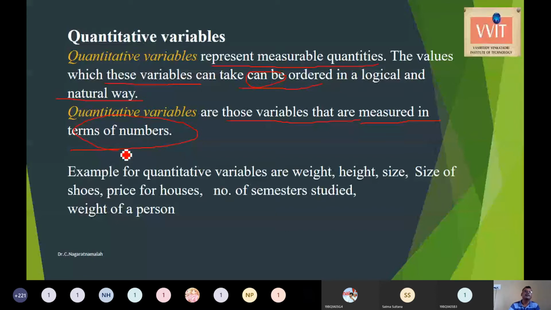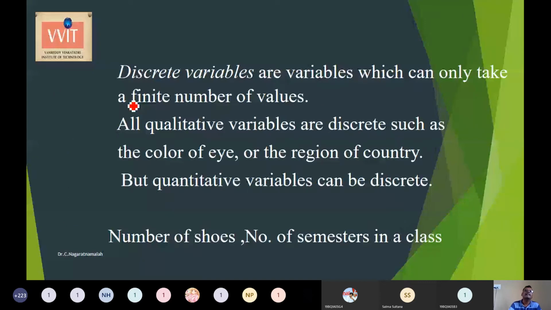For example, what are the examples for quantitative variables? Weight of a person, height of a person, size of shoes, price of houses, number of semesters the student studied, weight of a person. All these are examples which are defined in terms of numbers. Therefore, we call that one quantitative variables.